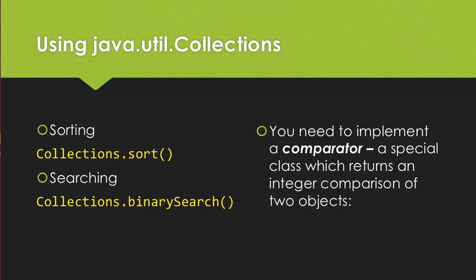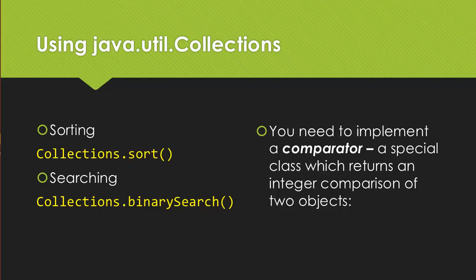Before I can sort or use binary search in the java.util.Collections library, I first need to create a class that implements something called a comparator. And a comparator is a very special class which returns an integer comparison of two objects. So if you take two objects and compare them, and object A is less than B, the comparator should return a negative value. When A equals B, the comparator should return a 0, and when A is bigger than B, the comparator should return a positive number.